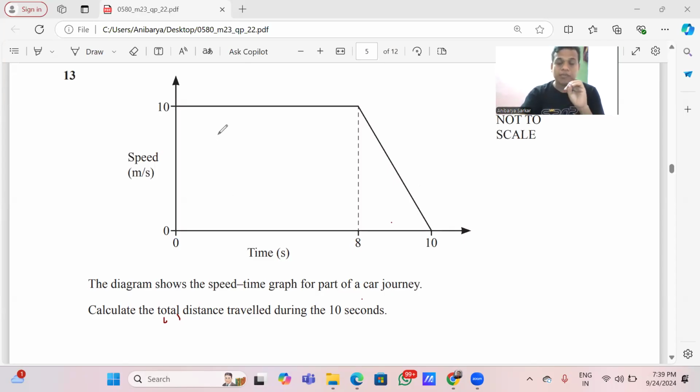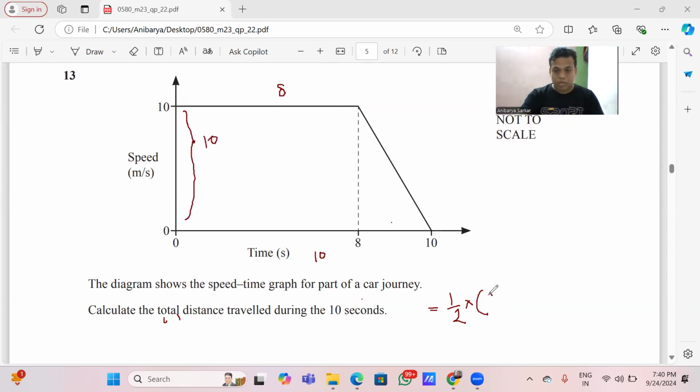It is clearly visible that it is a compound shape. One side is a rectangle and another is a triangle, or you may consider it as a trapezium. Because the total distance traveled means you have to find the area of the diagram. So the area of the diagram is the area of the trapezium. The formula is half into the sum of the parallel sides. This parallel side is 8, and this total side is 10, and the perpendicular distance is 10.